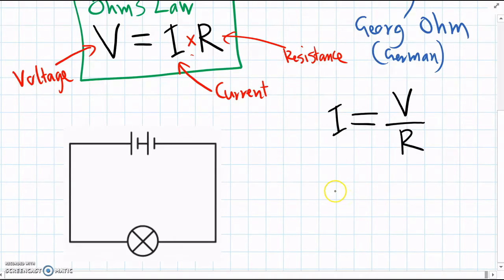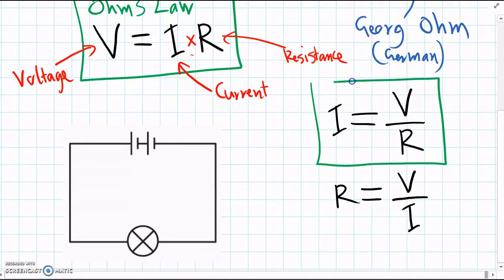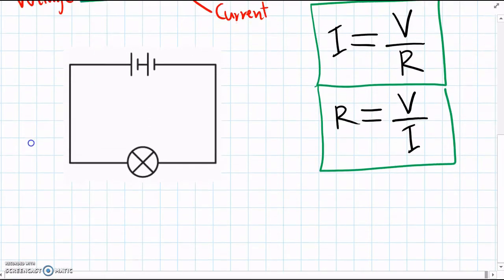If we don't know the resistance, then all we need to do is figure out the voltage and then divide that by the current. So really, Ohm's law is 3 different equations that we can use. And all you need to know is 2 of these measurements, and then you can figure out the other one. So let's do a couple of examples with our circuit here.